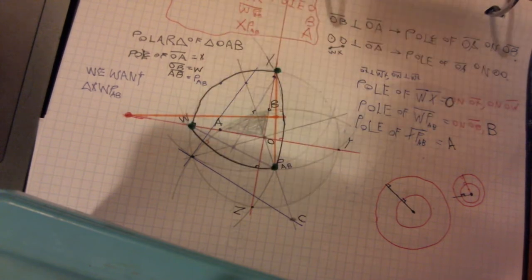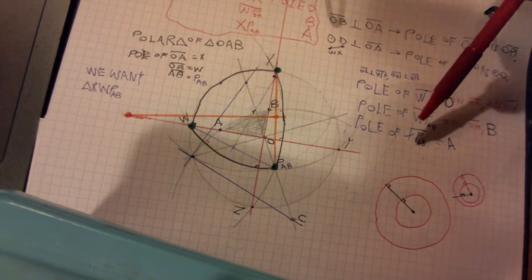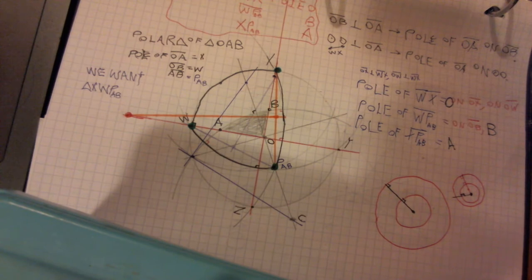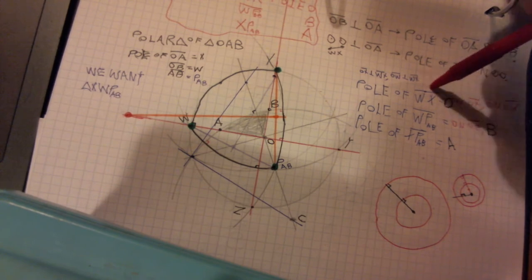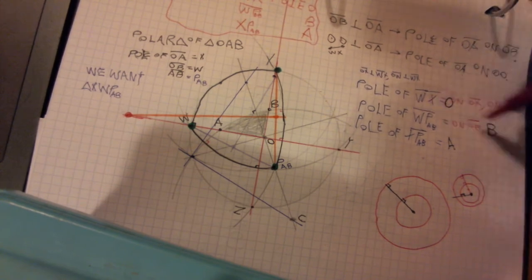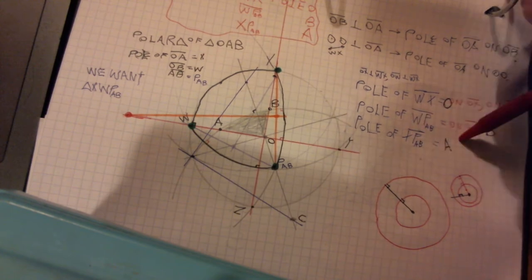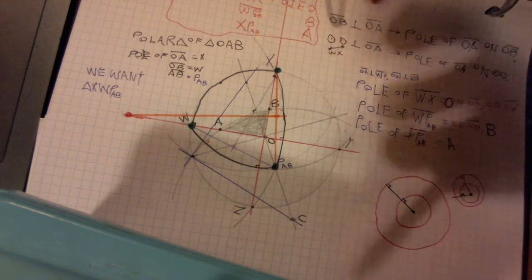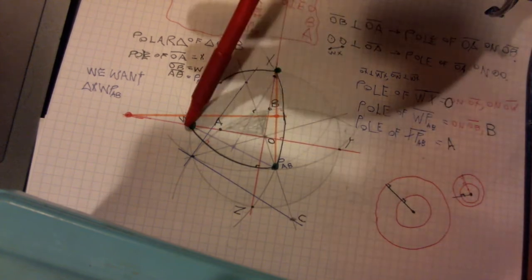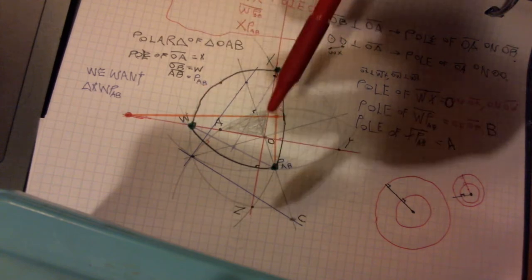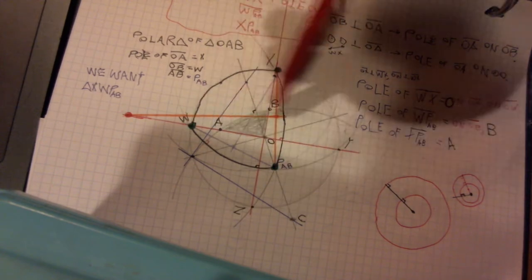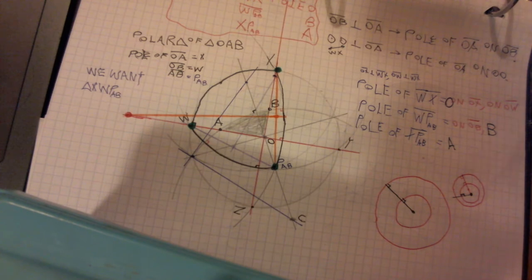And now the big point of all this stuff is, tell me the pole of WX, tell me the pole of WP, tell me the pole of XP. And you will see, if you do the thinking yourself, you'll see who's on what. And it turns out the pole of WX is O, the pole of WP is B, the pole of XP is A. In other words, the polar triangle of OAB is WXP. The polar triangle of WXP is triangle OAB. They are each other's polar triangle.